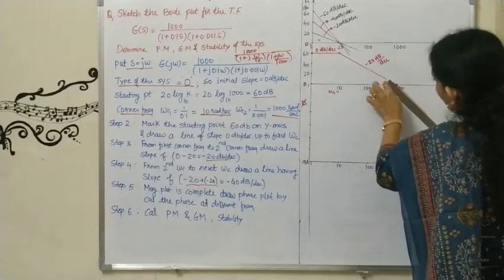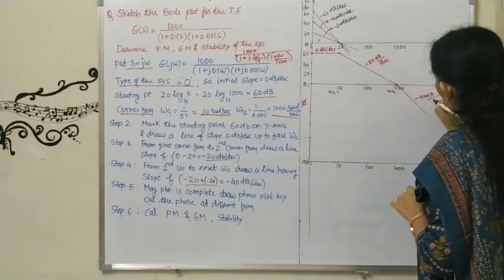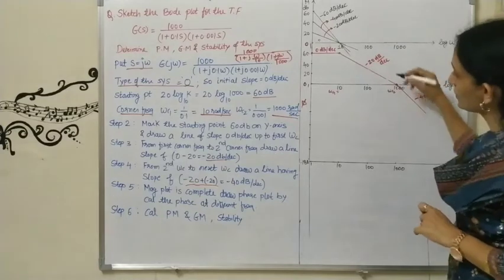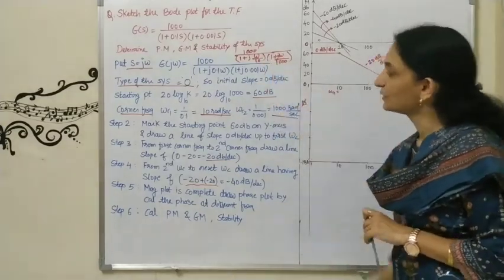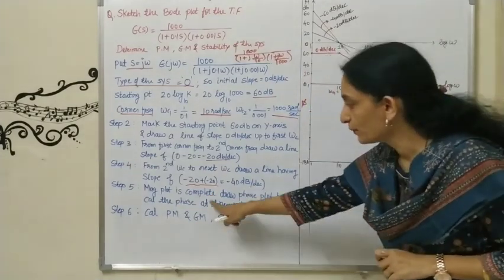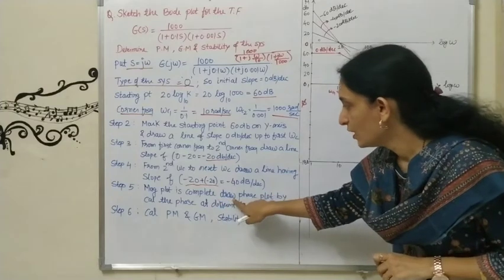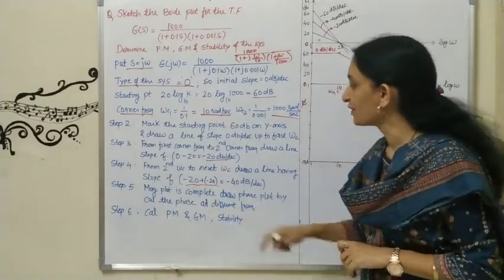So this is my line with a slope of minus 40 dB per decade. I hope you are getting it. Okay, so we have completed the magnitude plot. Next, step number 5: the magnitude plot is complete, now draw the phase plot by calculating the phase at different frequencies.